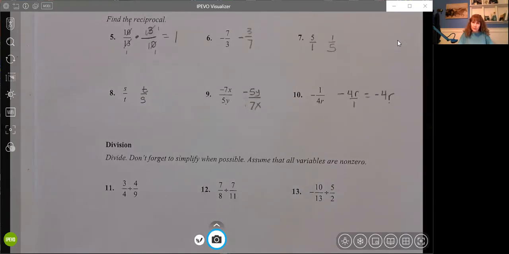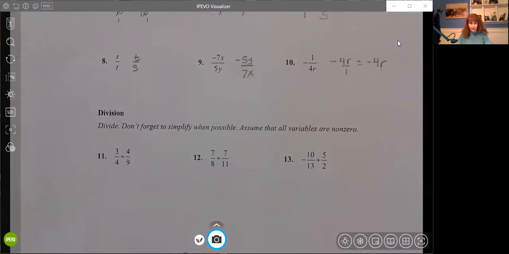Now we're going to use the reciprocal when we start dividing fractions. That's one of the applications. There are other ones. We're also going to use it in solving, and when we find equations of perpendicular lines. The reciprocal will come back, and you'll need to remember that.